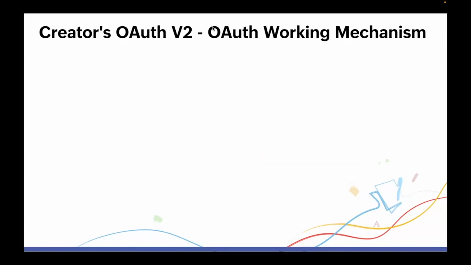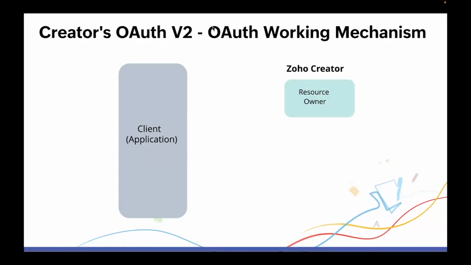So the next is the OAuth working mechanism. Let's take a client application and see how the data communication happens. For the two applications to communicate with one another, the first process is the authentication or the authorization request. So the client needs to send a request to Zoho Creator. The first process is sending the authorization request to the resource owner. When I say resource owner, it is the end user or the account owner of the Zoho Creator account who will provide or grant access to the Zoho Creator application data or functionality.